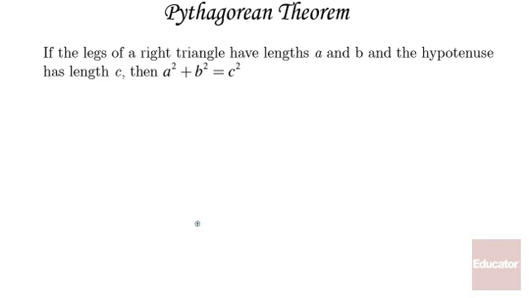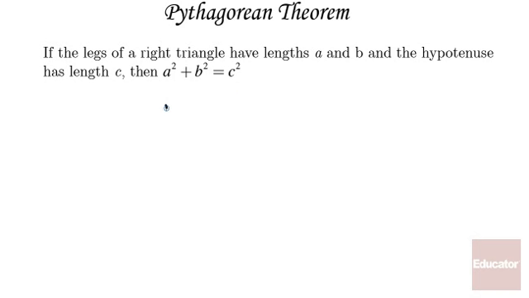The Pythagorean theorem says that if the legs of a right triangle have lengths of a and b, and the hypotenuse has a length of c, then a squared plus b squared equals c squared. And this formula has many important applications.